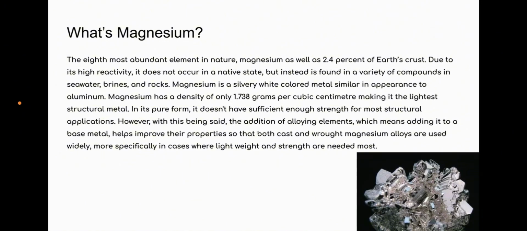Magnesium has a density of only 1.738 grams per cubic centimeter, making it the lightest structural metal. In its pure form, it doesn't have sufficient strength for most structural applications. However, the addition of alloying elements, which means adding it to a base metal, helps improve their properties, so that both cast and wrought magnesium alloys are used widely, more specifically in cases where lightweight and strength are needed most.